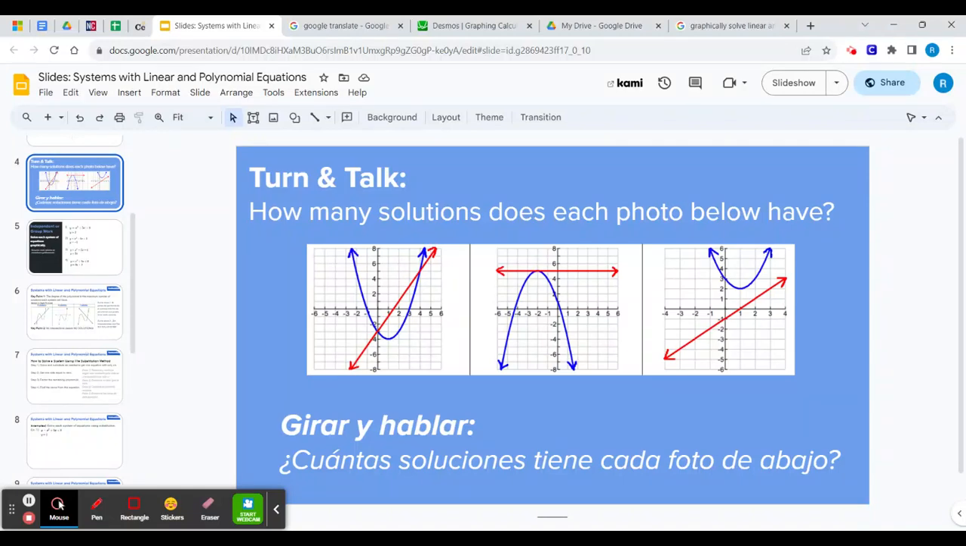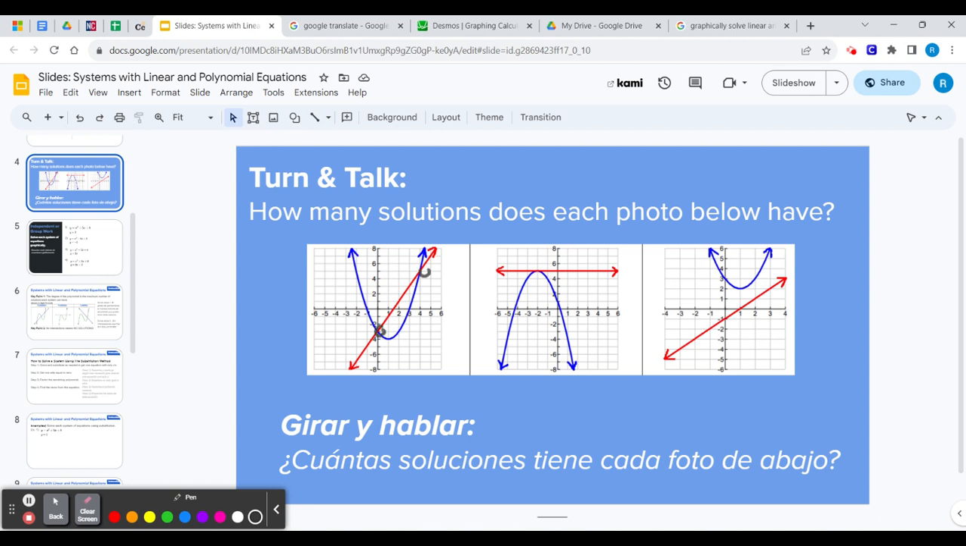So today we are extending our talk about systems of equations, and now we're going to work with both linear and polynomial. Just starting off with a quick turn and talk that we did in class to engage our thinking. In each of these three photos, how many solutions does each photo have? And if we think about yesterday, it was all about intersections, spots where our lines or graphs intersect.